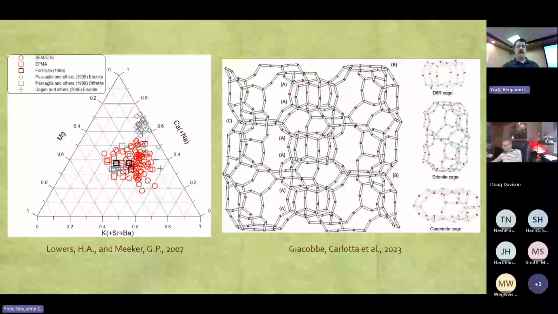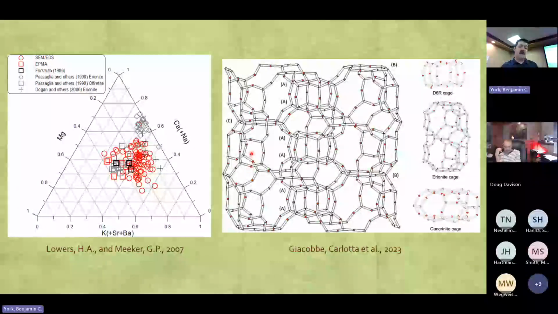And then a nice little schematic I found from a paper that lays out what the structure of Erionite looks like with all these cages. You have this central column right here of more tightly packed cages, and potassium you'll find in these medium-sized cages.